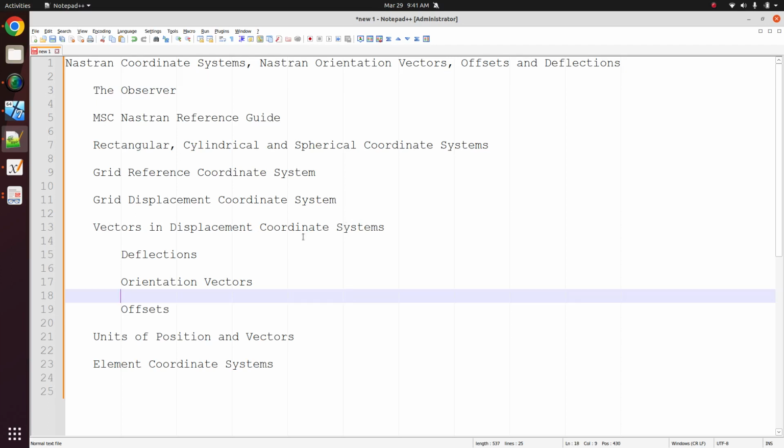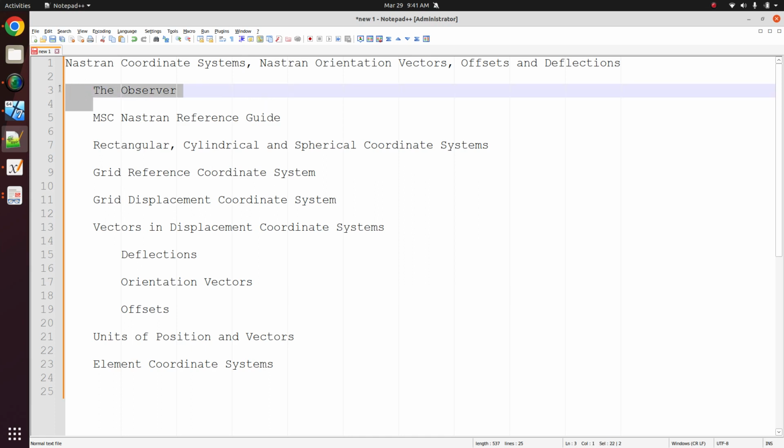In this video, I want to go through the Nastran coordinate systems, orientation vectors, offsets, and deflections. There is a lot of information that you can possibly miss when it comes to coordinate systems in Nastran, so I want to take a few minutes to go through some useful pieces of information that might help you out.